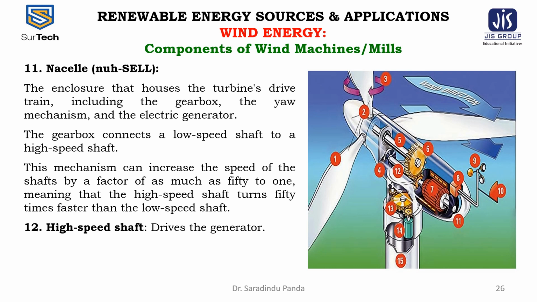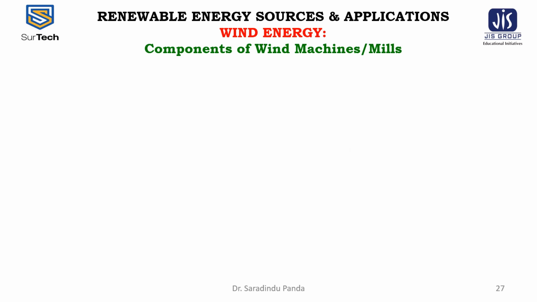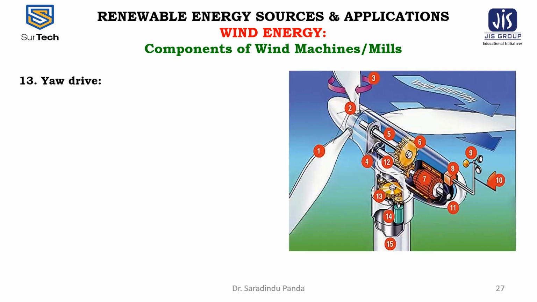This is the high-speed shaft. 5 is the low-speed shaft and 12 is the high-speed shaft. It drives the generator. 13 is the yaw drive. This is the yaw drive.